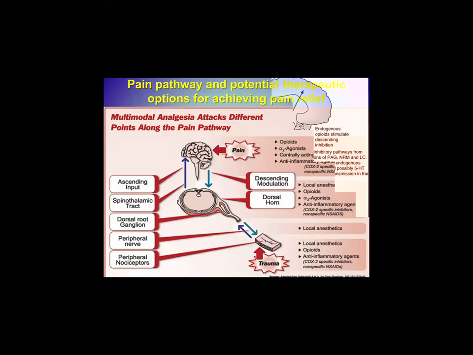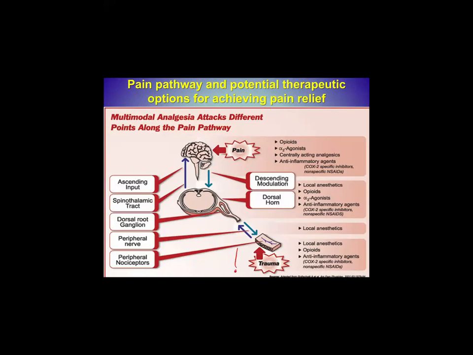Pathway and potential therapeutic options for achieving pain relief. Basically, why do we need to know these pathways and how can we use them in pharmacological practice and in your practice as future physicians? So we have some kind of trauma. This trauma activates peripheral receptors, pain receptors, nociceptors. At this level, we can use a few groups of drugs.